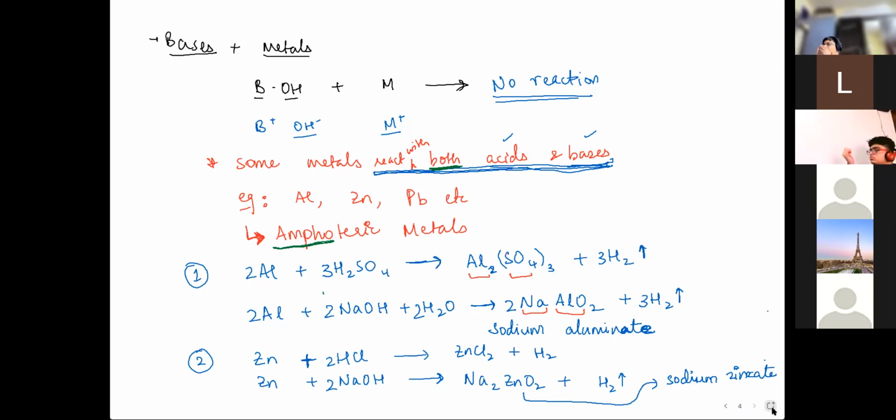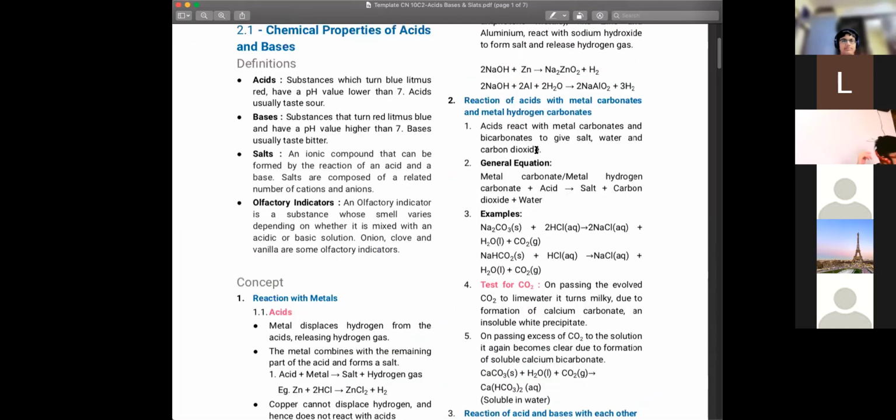Okay. Next. Ma'am, yes, Mansi. Ma'am, all of these, sodium aluminate and all of these, are these salts? Yes, they are salts. Okay.